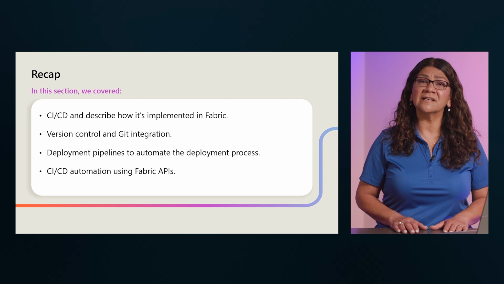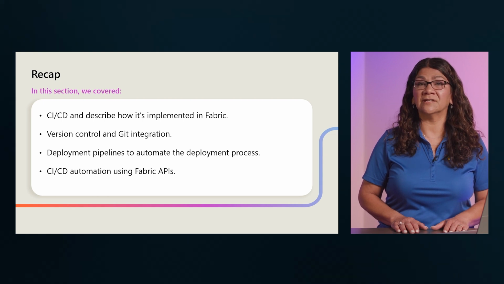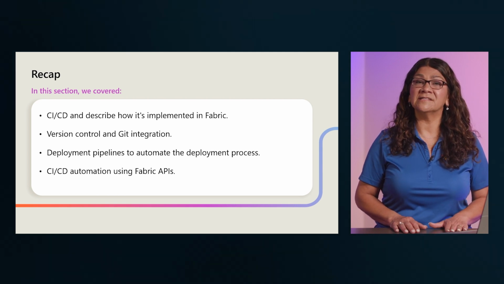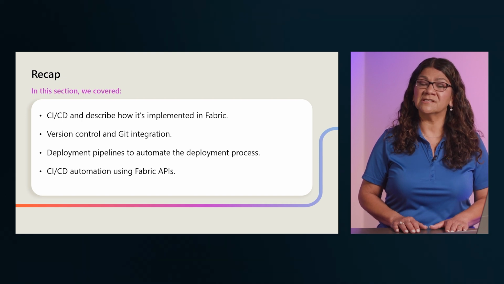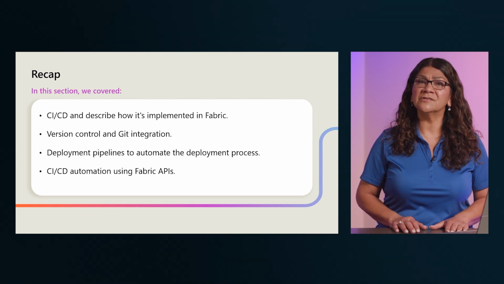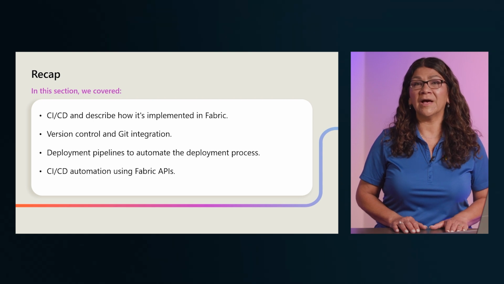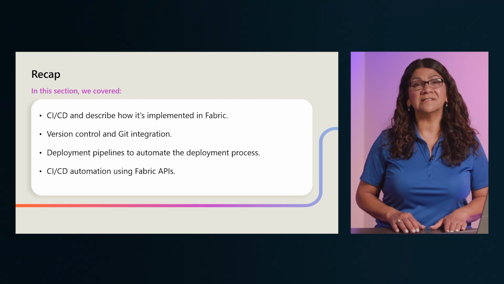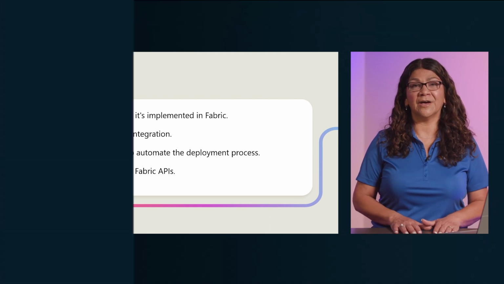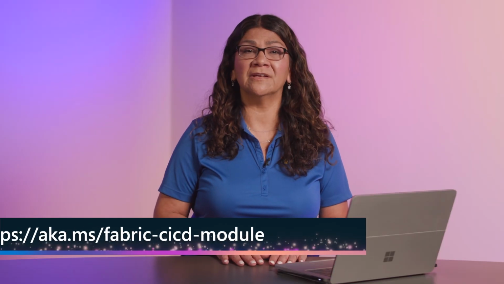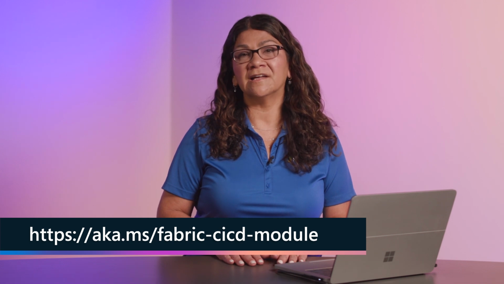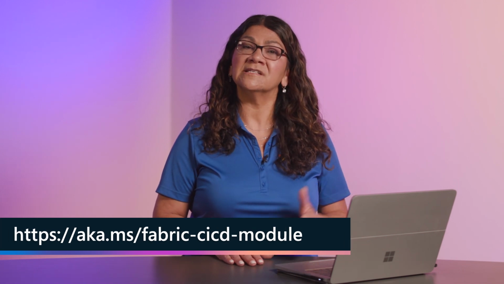To recap, we discussed continuous integration and continuous delivery, its best practices, and how to implement it in Fabric. We also discussed how to commit and sync changes and work with branching scenarios. We also took a closer look at how to implement deployment pipelines and how to use deployment pipelines with Git. Lastly, we discussed how to automate with Fabric REST APIs. For more information on how to implement continuous integration and continuous delivery, or CI/CD, in Microsoft Fabric, please see the link shown here.